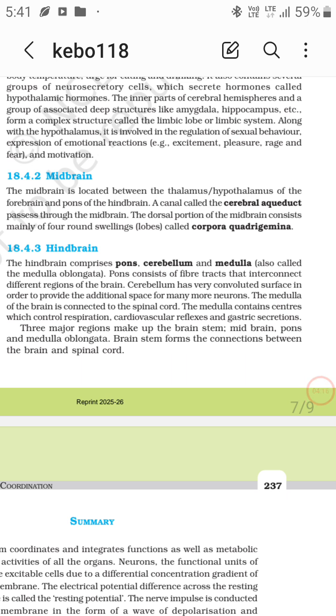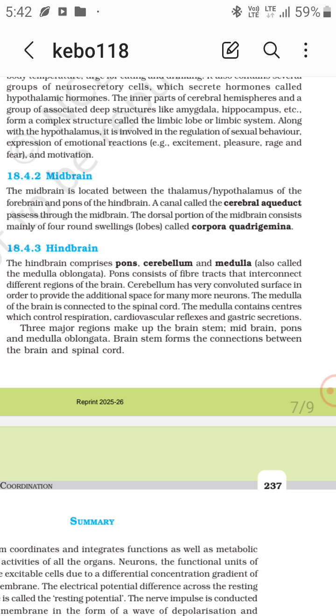The pons consists of fiber tracts that interconnect different regions of the brain. Now the cerebellum has a very convoluted surface in order to provide additional space for many more neurons. The medulla of the brain is connected to the spinal cord. The medulla contains centers which control respiration, cardiovascular reflexes, and gastric secretions.